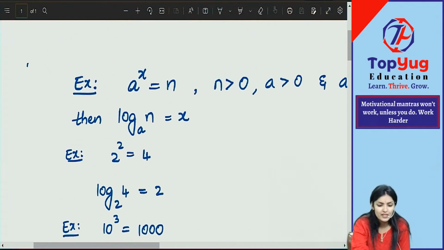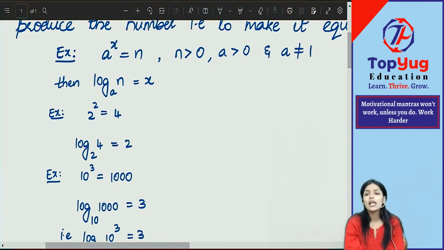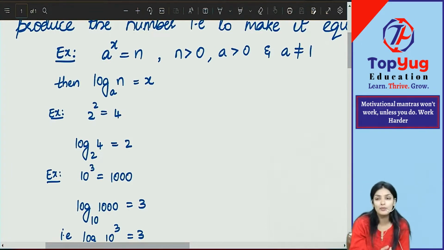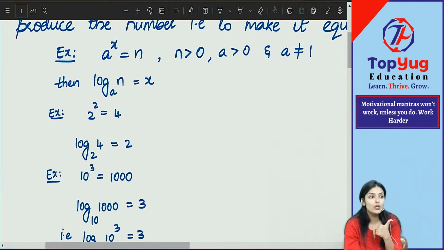So there are few examples I have written. You all can see. a to the power x is equal to n. There are a few conditions. n should always be greater than 0. Number should be greater than 0. It can be 1 also, but it has to be greater than 0. And then a should be greater than 0. What is a over here? Base. And then a should not be equal to 1. Base कभी 1 नहीं होगा. Base will never be 1. ठीक है?